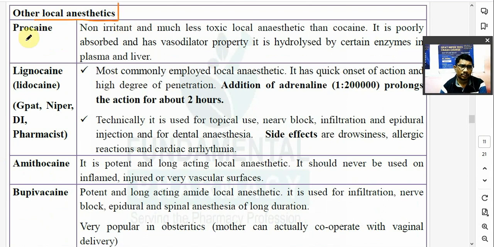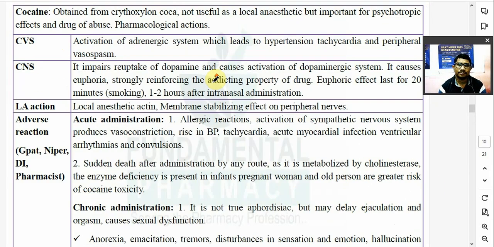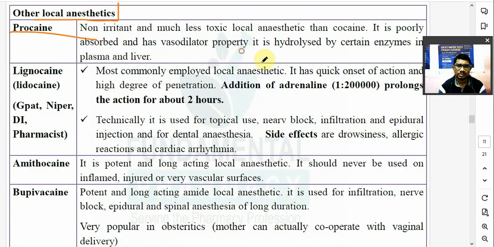The first is procaine. So it is a non-irritant, less toxic local anesthetic than cocaine. It is poorly absorbed and has a vasodilation. It is hydrolyzed by certain enzymes in the plasma and liver. Next is your lignocaine.